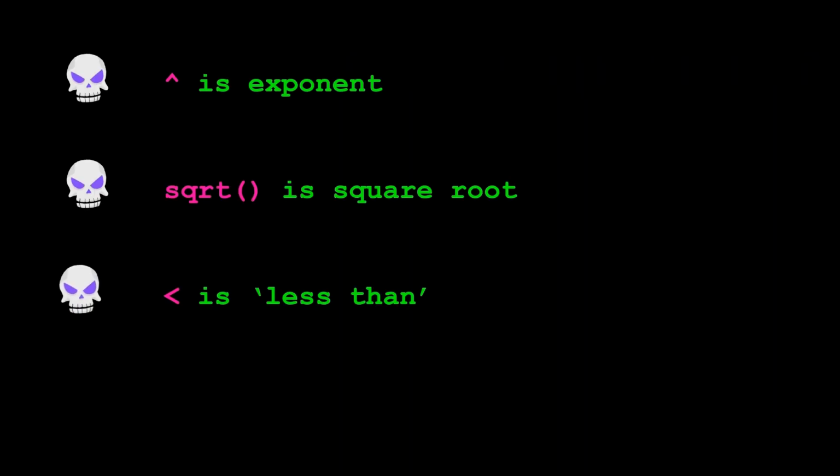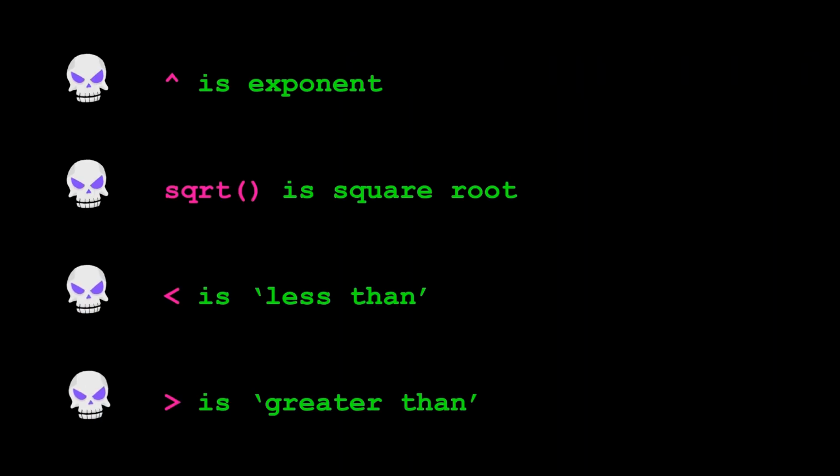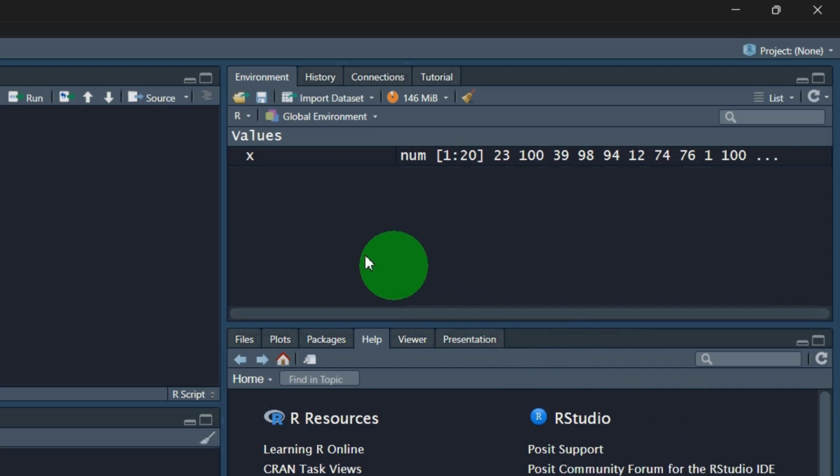Next up, left angle bracket is less than. What I've done here is generate a vector of 20 random numbers between 1 and 100.